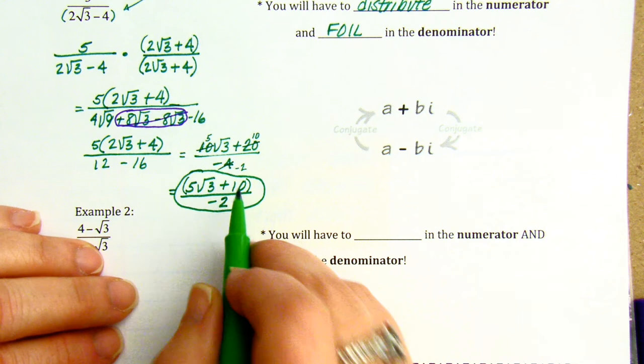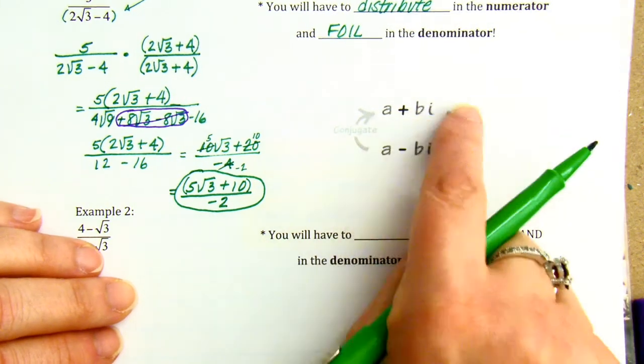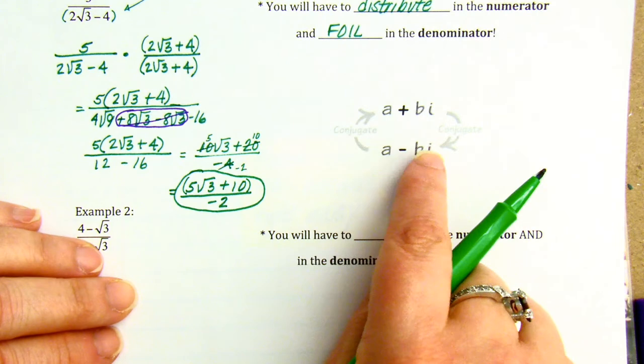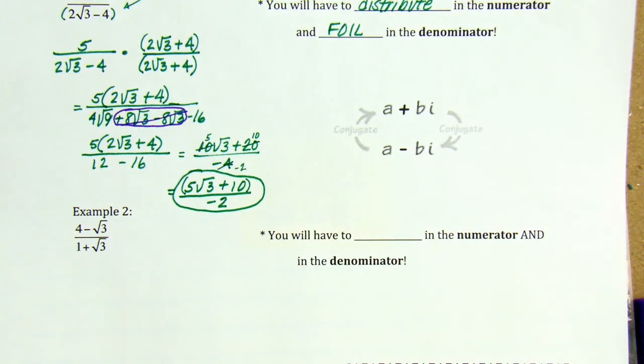All right? Now, notice over here, we're saying that a plus bi, the conjugate of it is a minus bi. And then the conjugate of a minus bi is a plus bi. That's what that diagram is illustrating to you there.